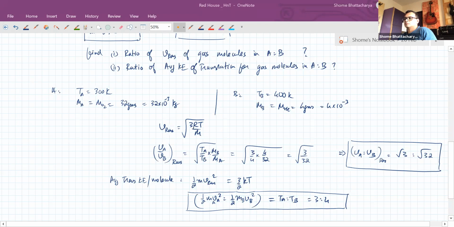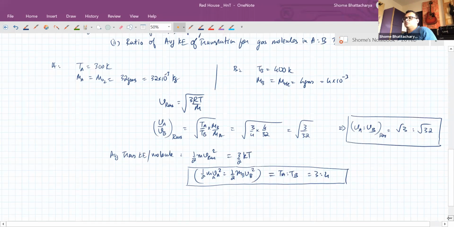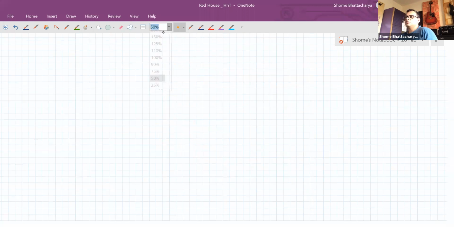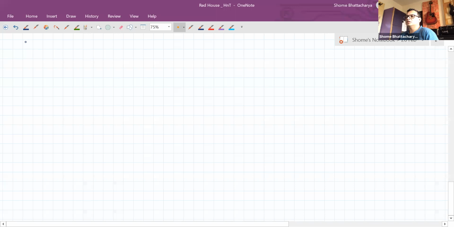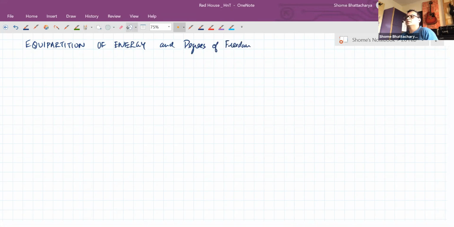Okay, now next up, we look at a very interesting further application of kinetic theory of gases concept, and that is the equipartition of energy, and the principle of degrees of freedom for an ideal gas.